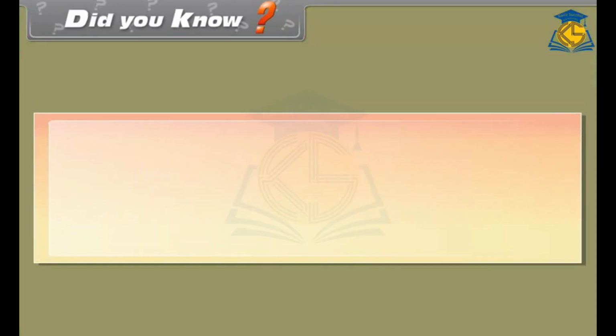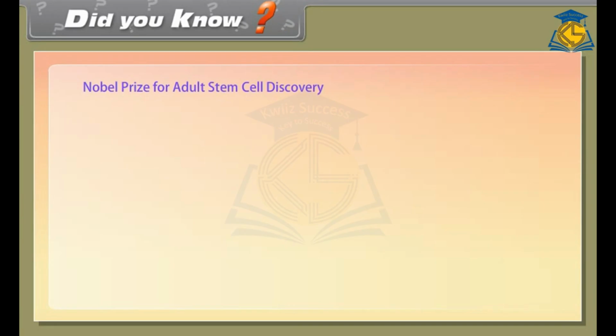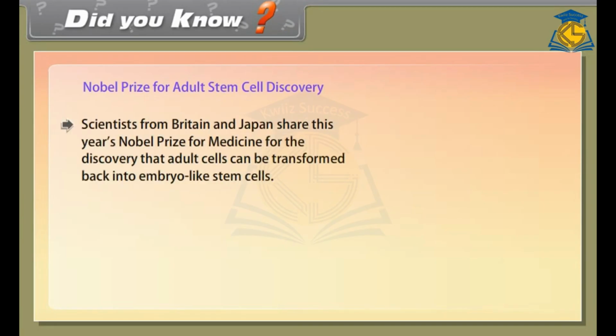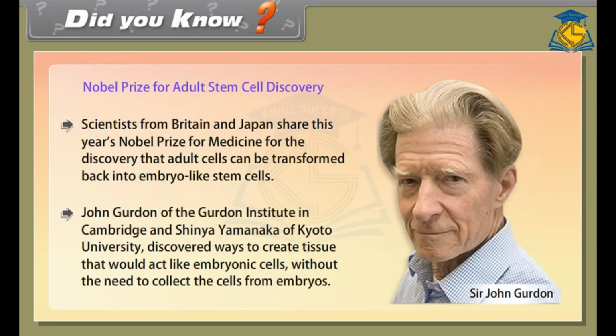Did you know? Nobel Prize for Adult Stem Cell Discovery. Scientists from Britain and Japan shared this year's Nobel Prize for Medicine for the discovery that adult cells can be transformed back into embryo-like stem cells. John Gurdon of the Gurdon Institute in Cambridge and Shinya Yamanaka of Kyoto University discovered ways to create tissue that would act like embryonic cells without the need to collect the cells from embryos.